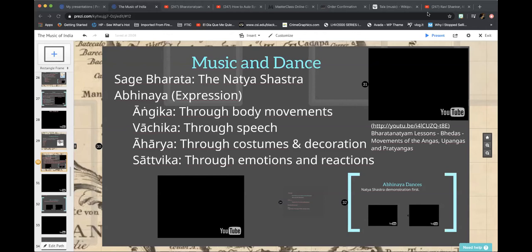Then you have the further use of the pratyangas, or the fingers, smaller body parts. You can actually see how the eyes are so expressive. In many ways, you sometimes do not need the title that you're given in the videos, as you can almost tell the story by the movements, by the bhedas of these particular dances.